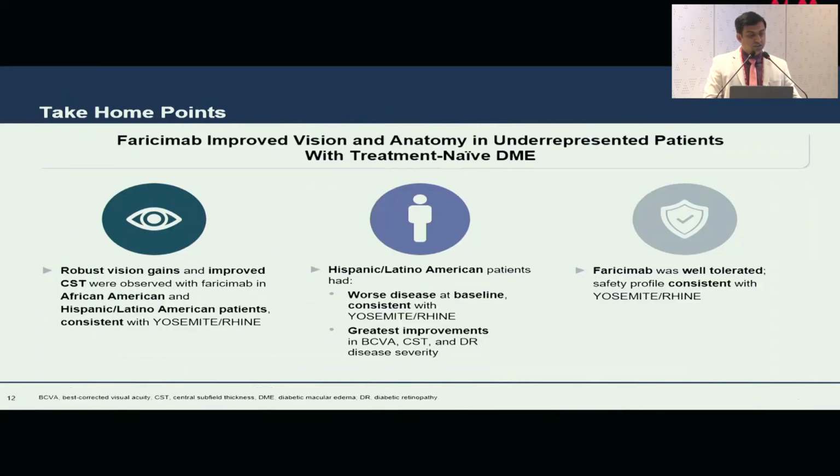So the take-home points: robust vision gains were seen with faricimab in the underrepresented patients with treatment-naive DME. The CST reduction observed with faricimab was definitely better. And looking at the worse disease at baseline, it was more in the Latin American patients. Probably that was the reason they had better vision gains as compared to the African American patients, and the greatest improvements were seen in BCVA, CST, and DR severity as well. Faricimab also had a well-tolerated safety profile, consistent with Yosemite and Rhine.